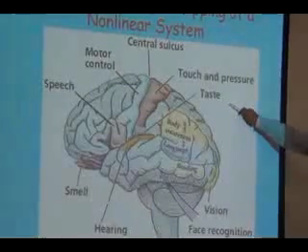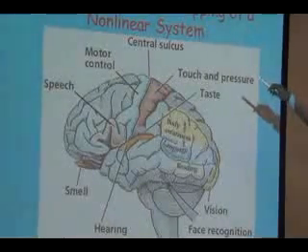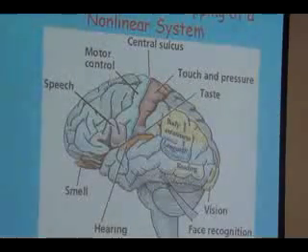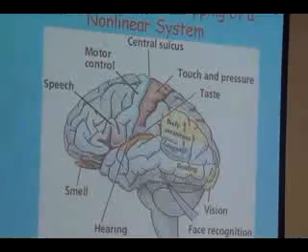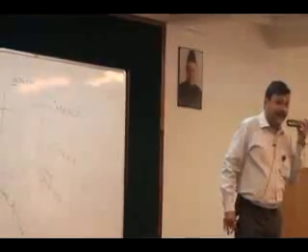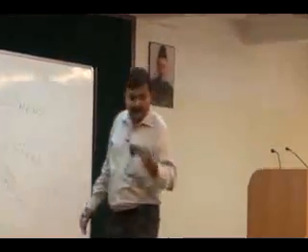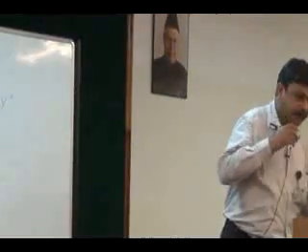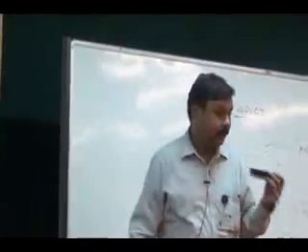Touch and pressure, taste, motor control, speech, smell, hearing. This is only a very general categorization. It can be further divided. The interneural connections are mapped nowadays: how the brain can store so much information, and which information is stored in which neural connection. Even to that extent, brain mapping can be done.